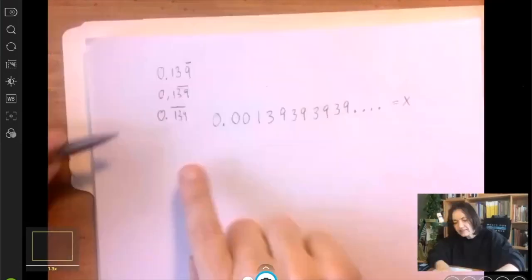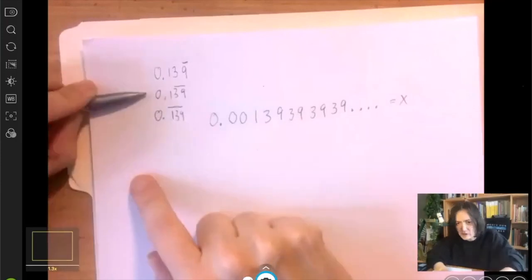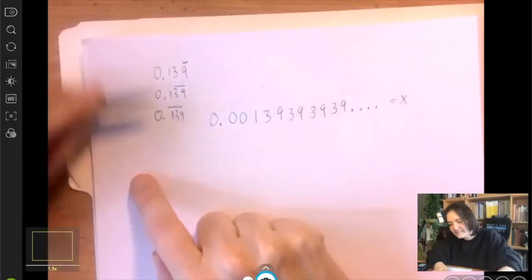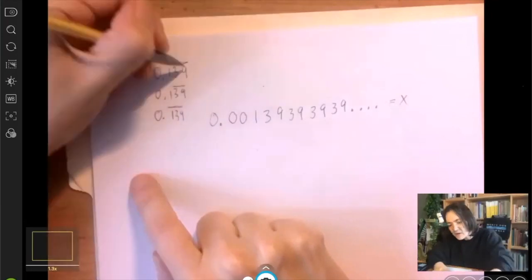You see, this number here is 0.391391139. This number here is 0.1393939... And this number here is 0.1399999... Got it? So it's just the repeating block that is overlined.